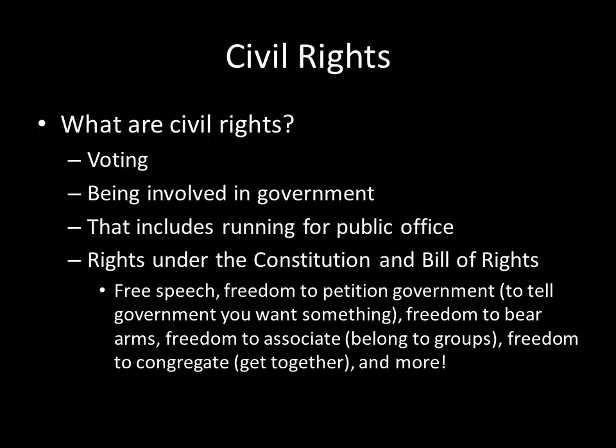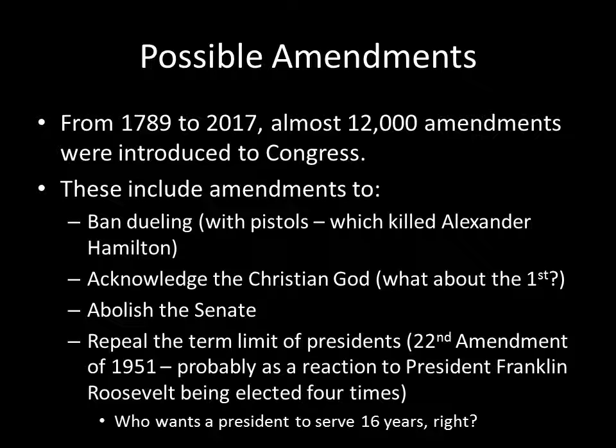Civil rights. What are civil rights? This means voting, being involved in government. That includes running for public office. Under the Constitution and Bill of Rights: free speech, freedom to petition government, to tell government what you want, freedom to bear arms, freedom to associate, belong to groups, freedom to congregate, get together, and more.